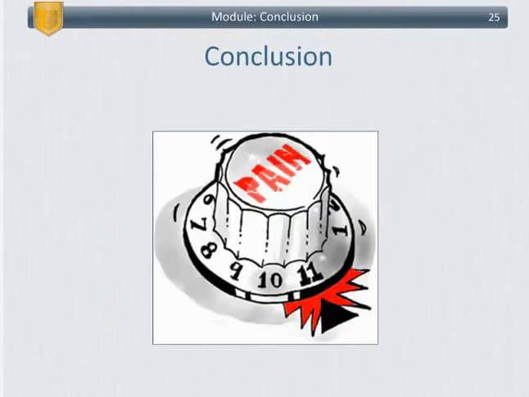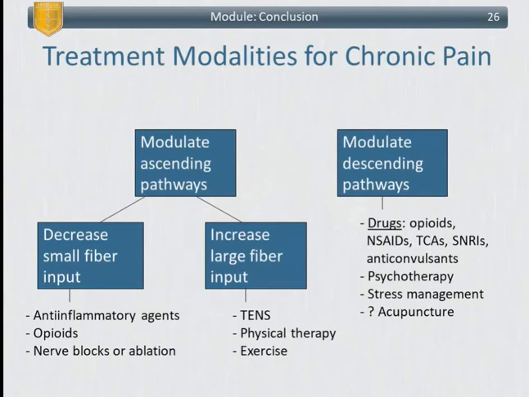Okay, so we'll just have a few slides here for our conclusion of this section. So when you're treating pain, our goals are to modulate the ascending pathways. These are the pathways carrying pain from the periphery to the brain. So the small fibers, which are carrying the pain signals, we would like to decrease those by using anti-inflammatories, opioids, or local anesthetics. The large fibers carry non-pain signals, and we kind of think of them, to overly simplify the case, as competitive with the small fibers. So if we increase these with TENS units, physical therapy, exercise, stimulation of the skin, etc., we can reduce pain by, again, competing with the small fibers.